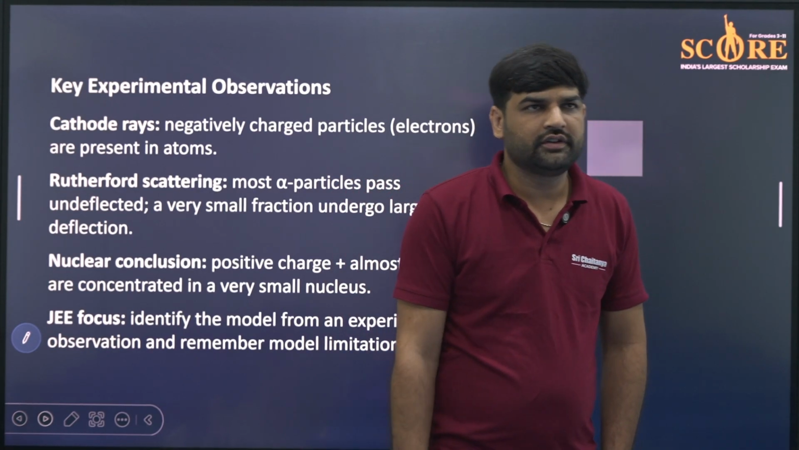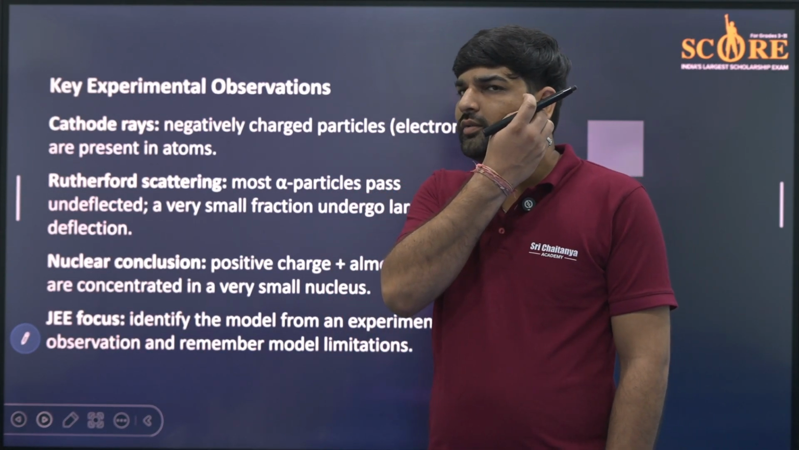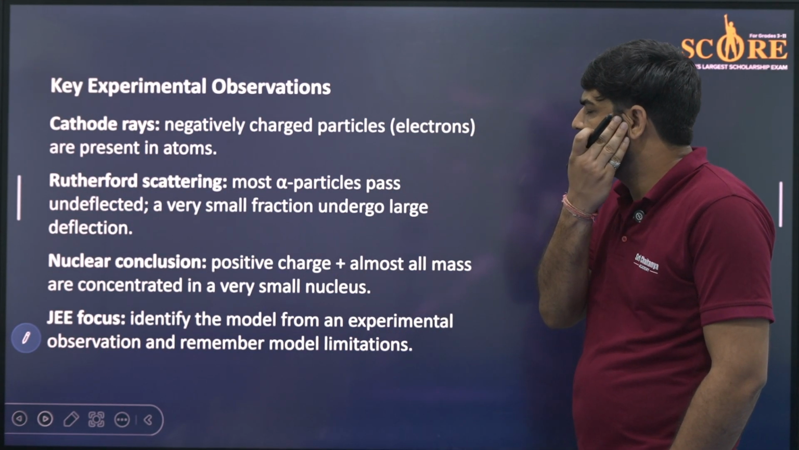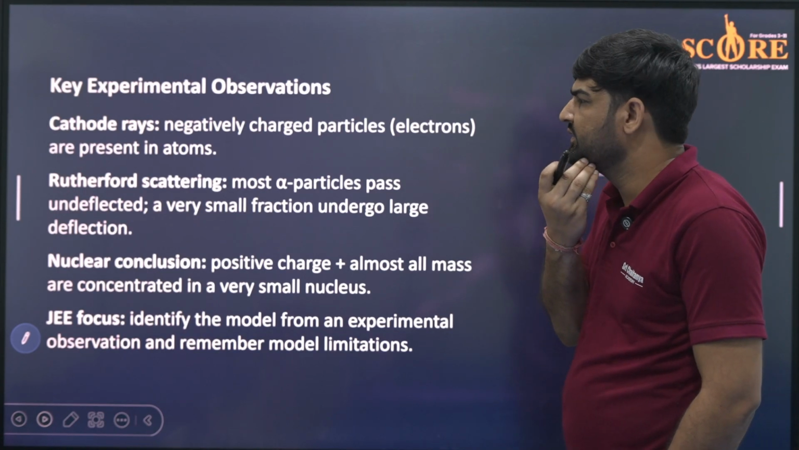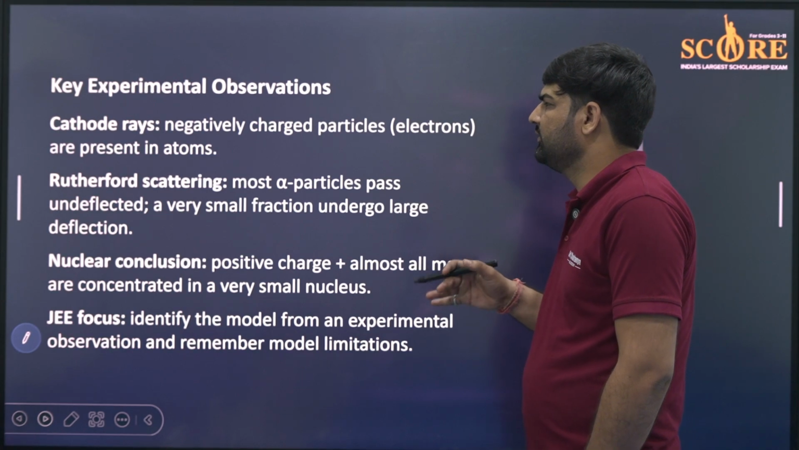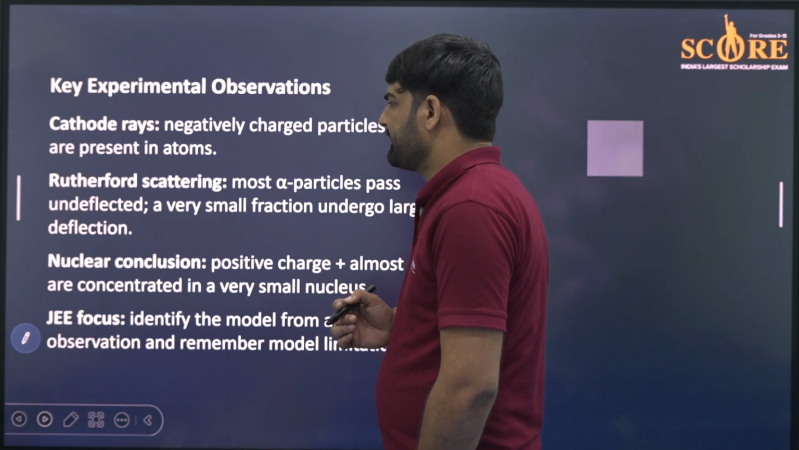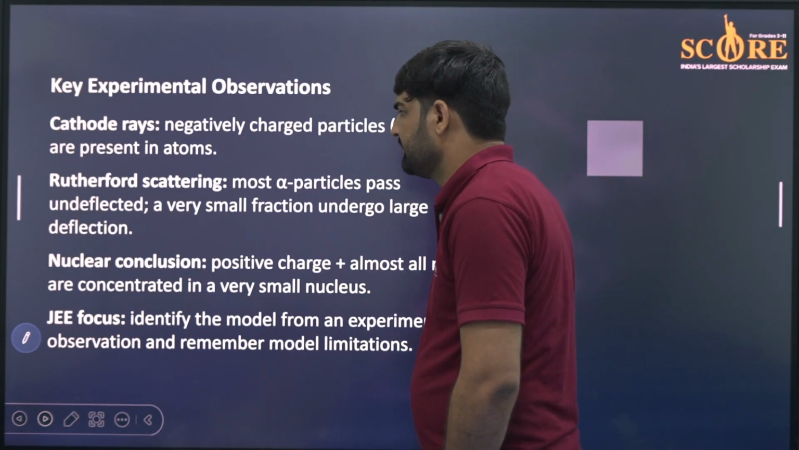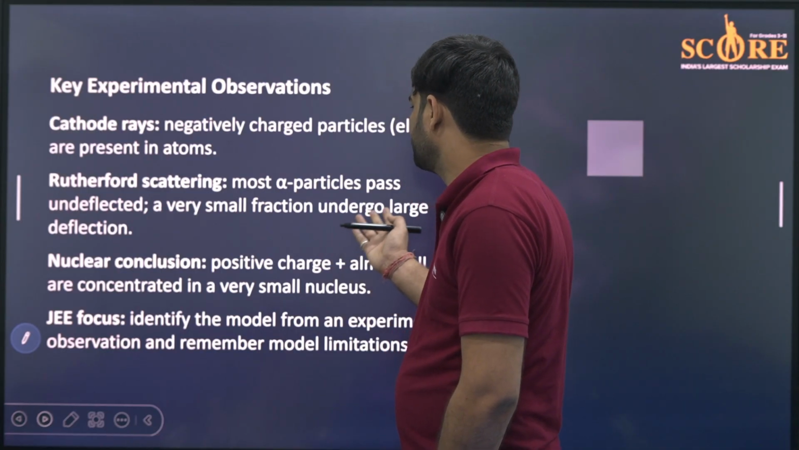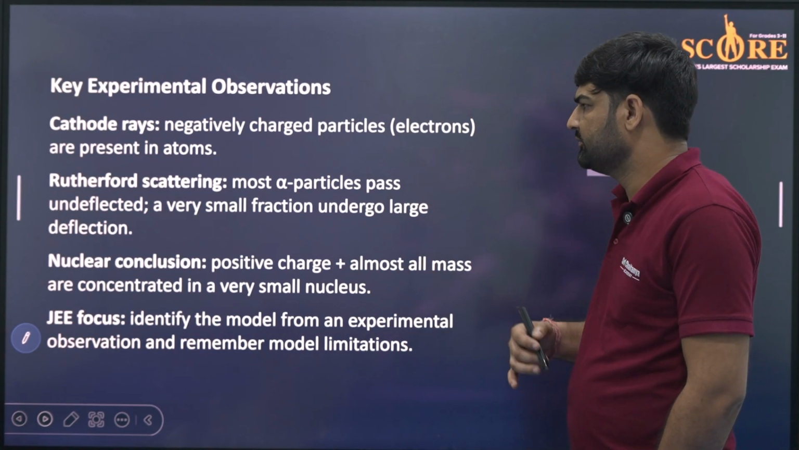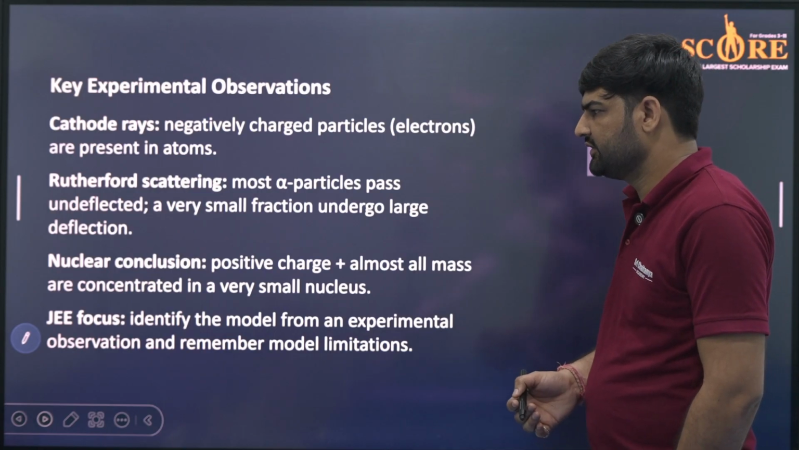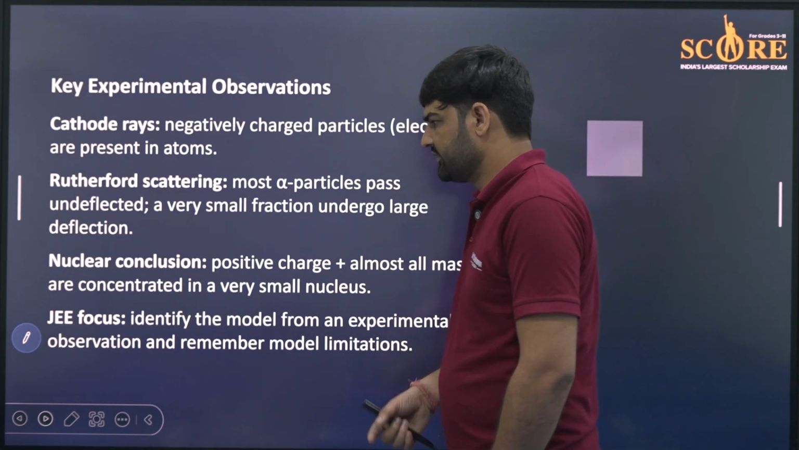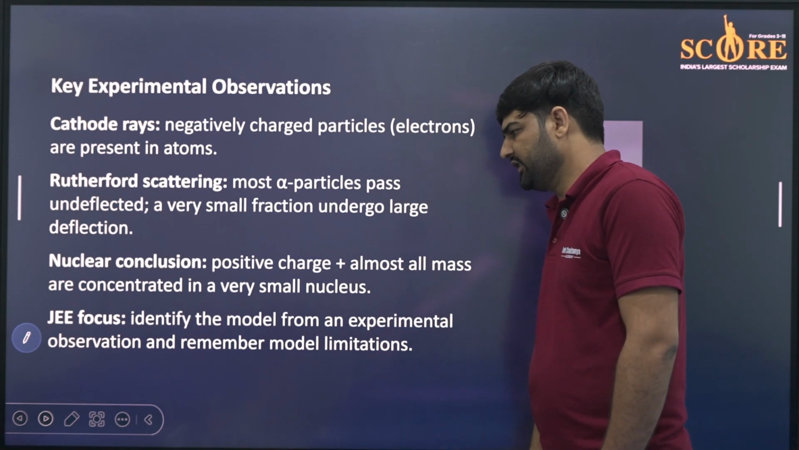If we talk about Bohr model, before that some points are there about cathode rays. Cathode rays are nothing but negatively charged particles, the electrons present in atom. In Rutherford scattering experiment, most alpha particles pass undeflected, a very small fraction undergo large deflection. So we conclude that positive charge is concentrated in a very small nucleus.